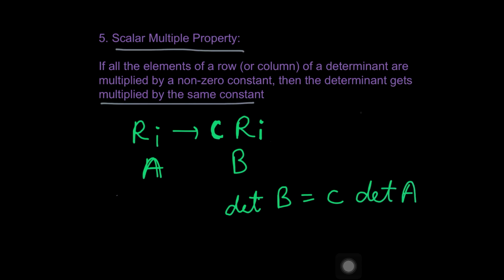And the same thing you can do with the column also. So suppose you are replacing any column i with C Ci. Then what will happen? Your determinant of B in this case will become C times the determinant of A. So I hope this one is clear.